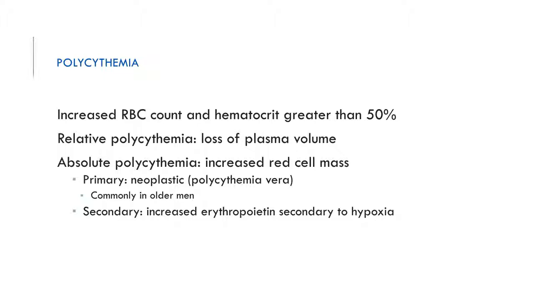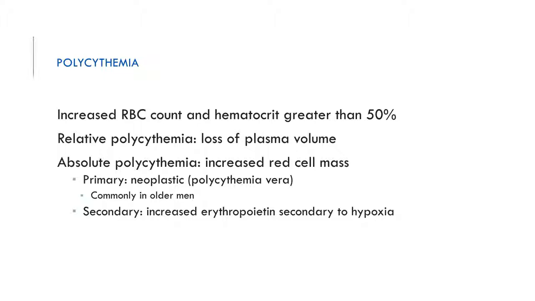Even though anemia is the most common problem with red blood cells, if you look at the opposite end of the problem scale, then we're worried about polycythemia, which is an increased red blood cell count and a hematocrit that's greater than 50%. Remember that ideally your hematocrit ought to be somewhere between 38 to 40. 45 is even getting a little on the high end.